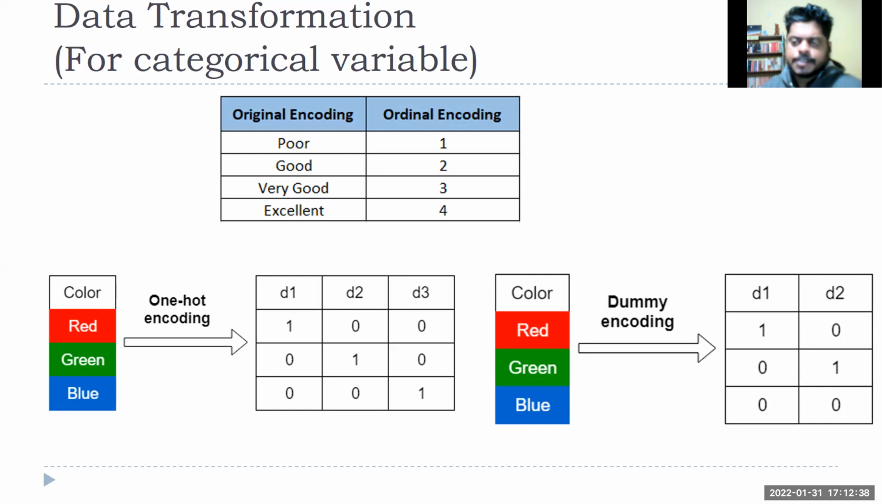Label encoding is basically for ordinal variables. Your categorical variables are of two types, if you remember what we discussed in BRM. We have four types of variables: nominal, ordinal, then interval and ratio. Nominal and ordinal are basically your categorical variables. Interval and ratio are basically continuous variables.